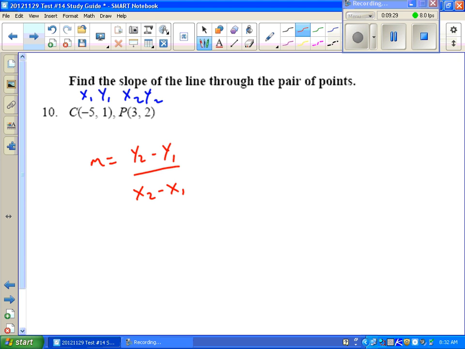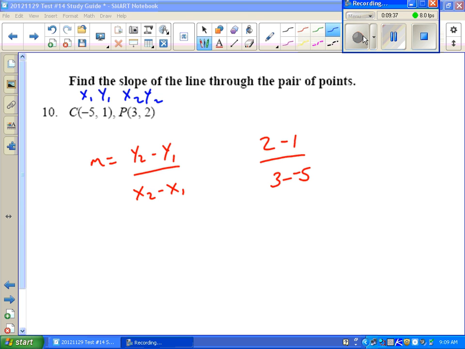Plug in your values. 2 minus 1 over 3 minus negative 5. Okay, picking up on number 10, using the slope formula, y sub 2 minus y sub 1 over x sub 2 minus x sub 1. Y sub 2's value is 2, minus y sub 1's value is 1, over x sub 2's value is 3 minus x sub 1's value, which is negative 5.